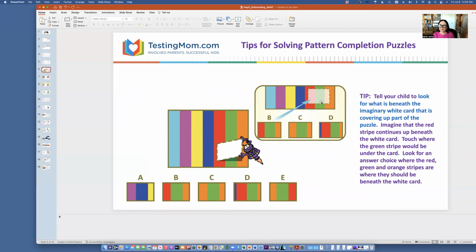And you have to imagine what's happening underneath. Well, okay, I can see a lot of red, a lot of green stripe, and some orange. And you can see that that is the answer, of course, and here it is right here. B is our answer. So just imagine it that way, that it's covering it up and what's happening underneath.